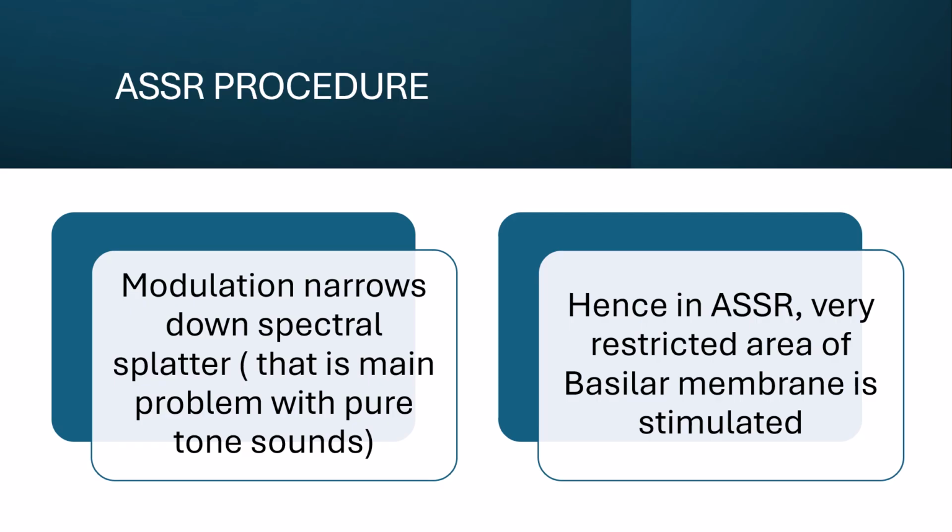Now, the ASSR procedure. So modulation, what does it do? It narrows down the spectral splatter, which is the main problem with pure tone sounds, and hence in ASSR a very restricted area of the basilar membrane is stimulated. So it is basically like aiming a flashlight instead of a floodlight.